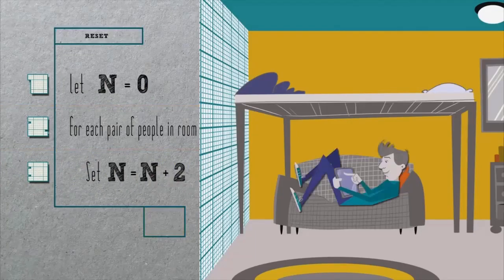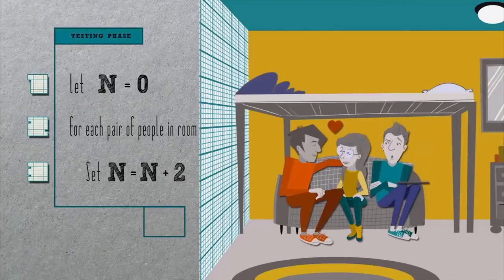But what if there are 3 people in the room? How does this algorithm fare? Let's see. In line 1, we initialize n to 0.